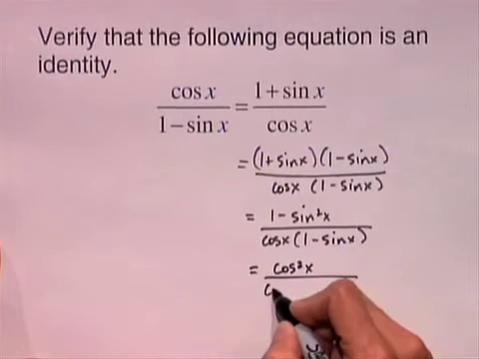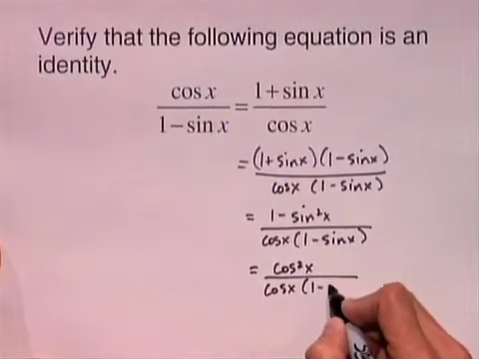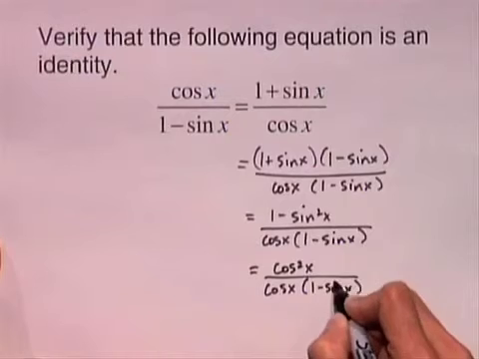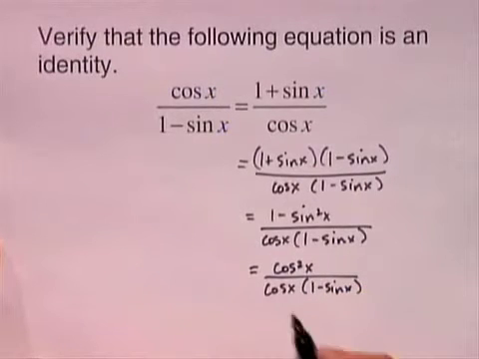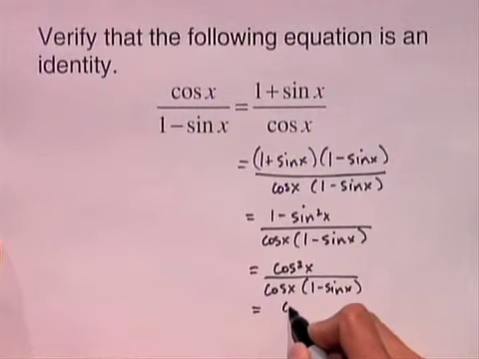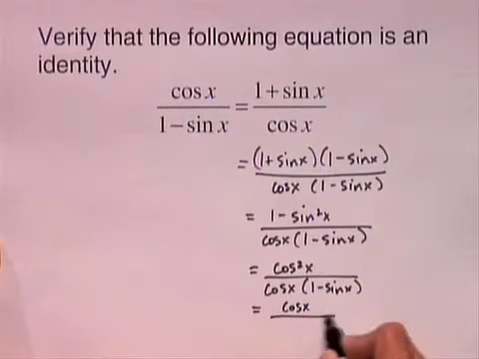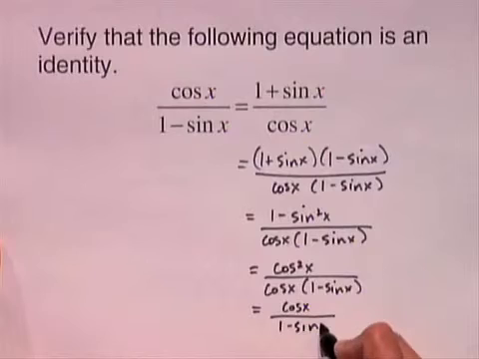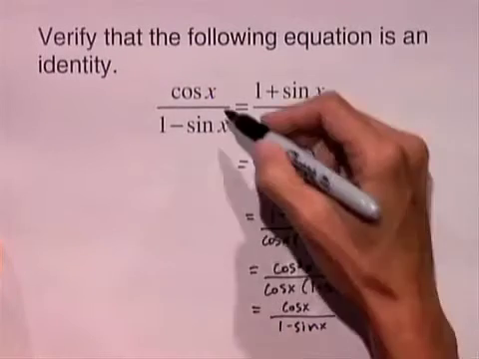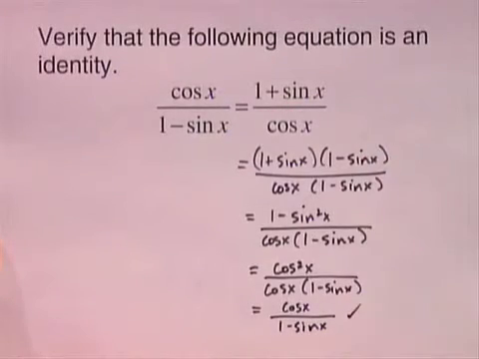So I have that over cosine times 1 minus sine x. And if I simplify a factor of cosine in the numerator and denominator, I end up with cosine x over 1 minus sine x, which is exactly the left-hand side, and I verified that identity.